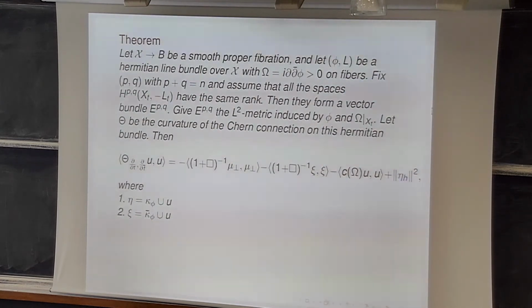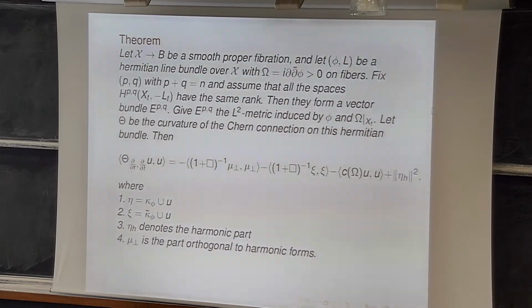And then xi is almost the same thing, but you take the conjugate of kappa phi instead. Let it operate on U. And then you wonder maybe what the H here means. H means that you take the harmonic part of that form. And the perp here means that you do not take the harmonic part. You take only the component that is orthogonal to harmonic things.